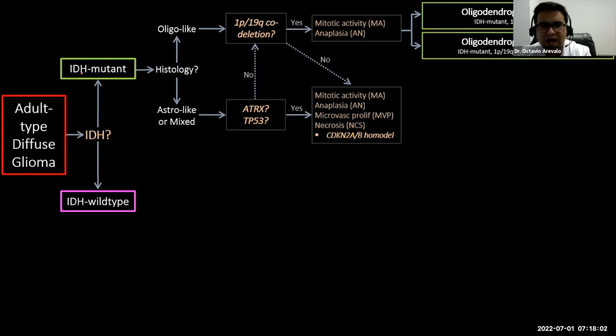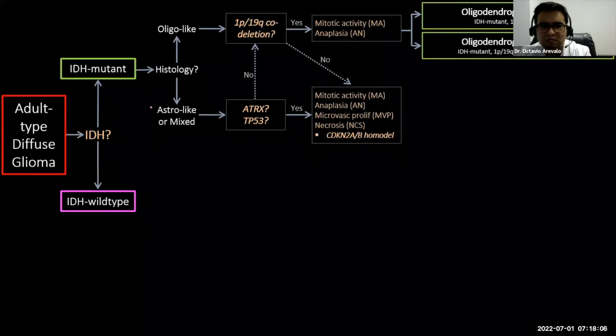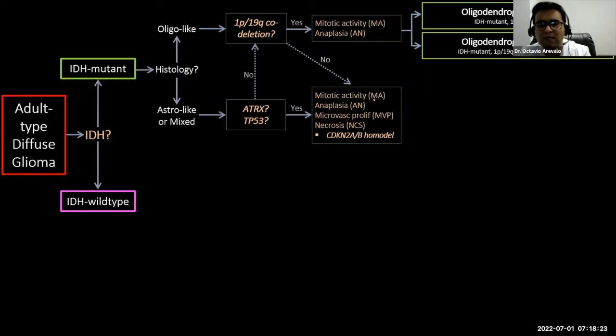So now, if you have the ATRX and TP53, this is the triad of the IDH mutant disease. The IDH mutant astrocytomas: IDH mutation, ATRX loss, and TP53 mutation. Once you have confirmed that you have a tumor that looks like an astro and has these molecular abnormalities, then you have to check for the histological features, either mitotic activity, anaplasia, microvascular proliferation, necrosis. Remember, these guys bump your tumor up to grade 3, and these guys bump your tumor up to grade 4.